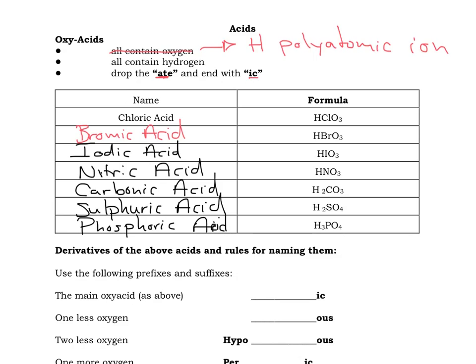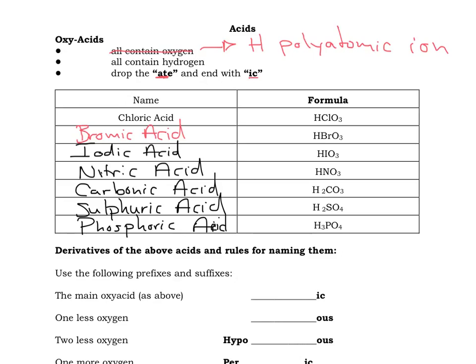The naming rule I gave earlier, dropping the "ate" and ending in "ic", is true for most cases. For sulfuric acid and phosphoric acid, you also have to add some other letters, like the "ur" and "or", to get your correct name.